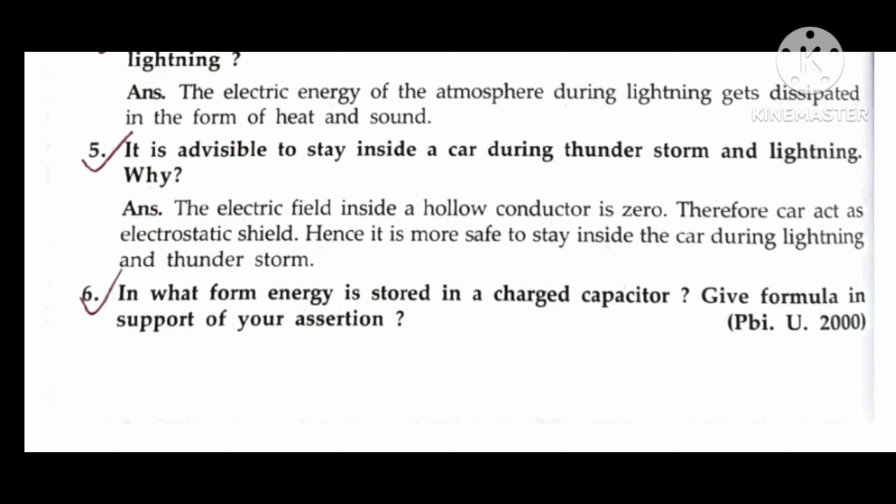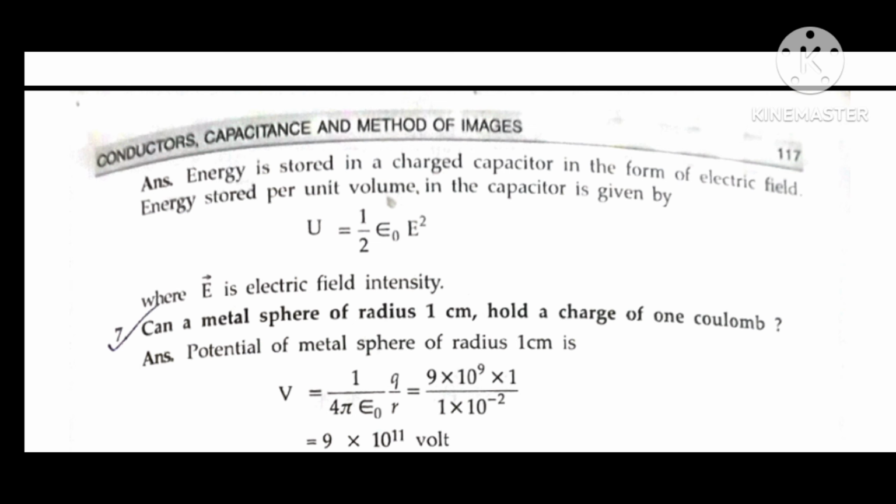In what form is energy stored in a charged capacitor? Give a formula in support of your assertion. Energy is stored in the charged capacitor in the form of electric field. Energy stored per unit volume in the capacitor is given by U is equal to 1 by 2 epsilon naught E square, where E vector is the electric field intensity.